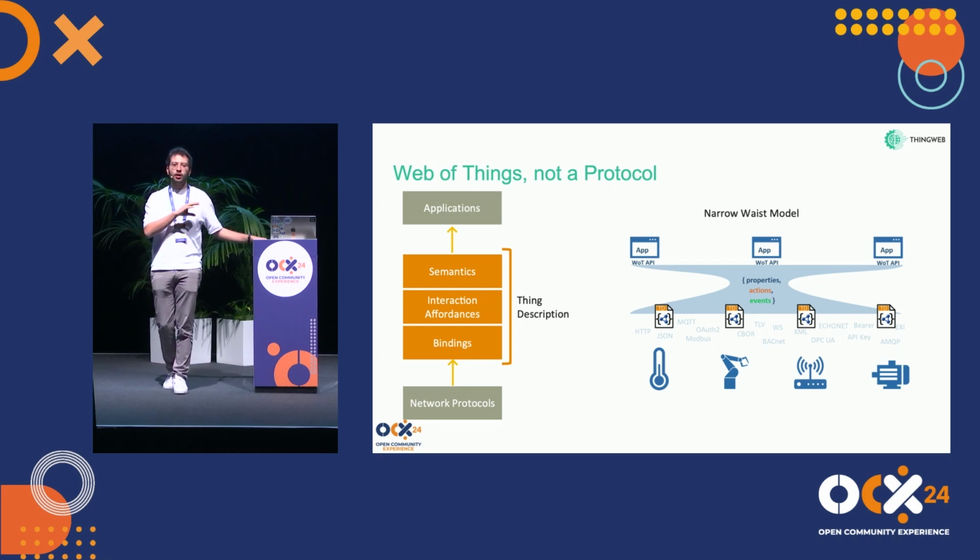And this is all happening thanks to the thing description standard, which is basically creating a narrow waist model, meaning on the bottom we have devices from different manufacturers, different protocols, and so on. And with adding a tiny bit of abstraction, we can start building apps that can just scale towards multiple domains and multiple protocols.